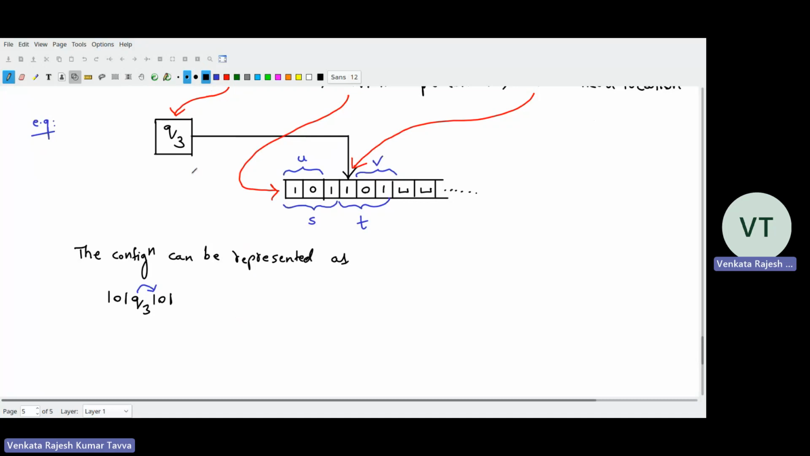And so either it can be written like this, or it can be written as S Q3 T, which means Q3 is pointing to the first symbol of T. S and T are strings. Or it can also be written as U 1 Q3 1 V, right? Here only 1 0 are in U, and then 1 is there separately. And then Q3 you write, and then the one which it is pointing to you write, and then the remaining symbols as V. You will see why we need this separation just in a minute.